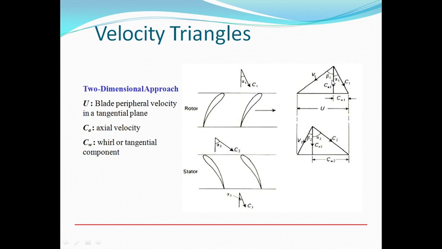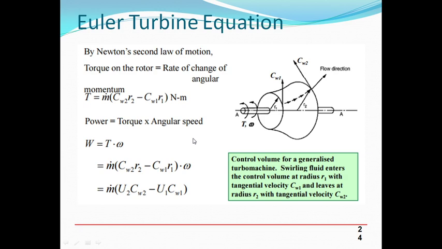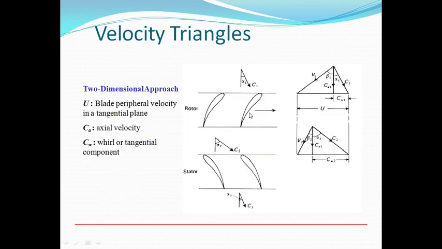This is the axial component, and this is the tangential component, in the direction of the rotation. So this is the velocity triangle from the inlet to the exit. Alpha 1 is the inlet flow angle, and alpha 2 is the outlet angle. Beta 1 and beta 2, I will show in the next slides; here I have not really shown them. These are the blade angles, the relative flow angles.